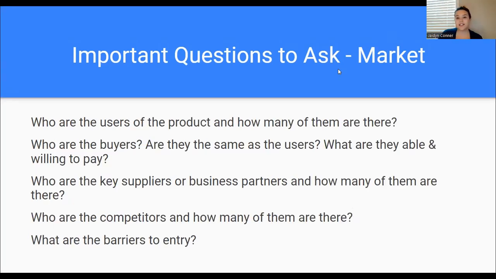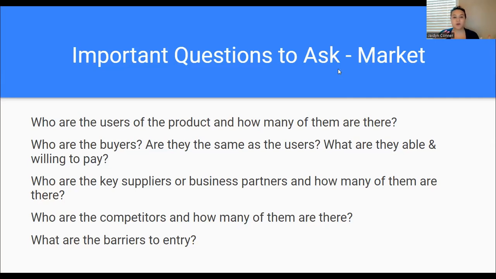When you're actually analyzing the market, you want to know who the users are and who the end buyers are. They may not always be the same person, but also how many of them are there? Is this just a specific niche that you're marketing to, or more of a broad prospect of people? So you also want to take a look at who are the suppliers, and do they have direct relationships with some of your competitors? But then also, who is your competition?